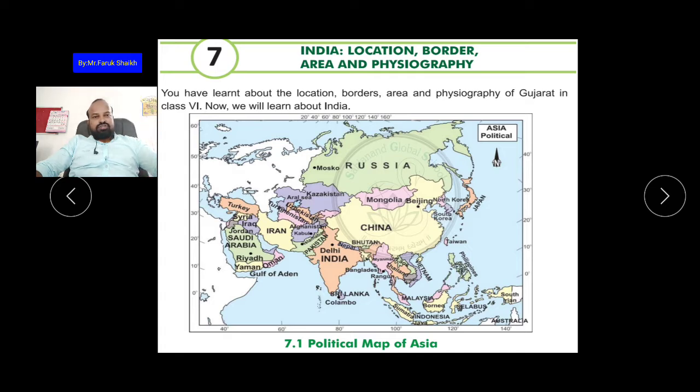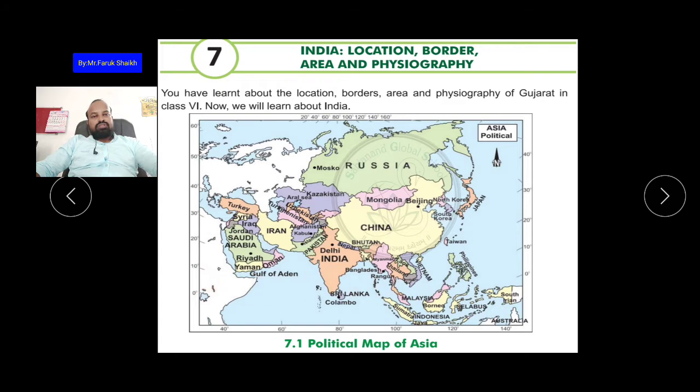Here you can see students, this is the political map of Asia, and here in the orange color that you can see, this is the map of our country India. You can see here the 0 degree. Okay, so what is it? That is the equator, and as you have learned, as we move upward from the equator we will reach the north pole, and below the equator we will meet the southern hemisphere.